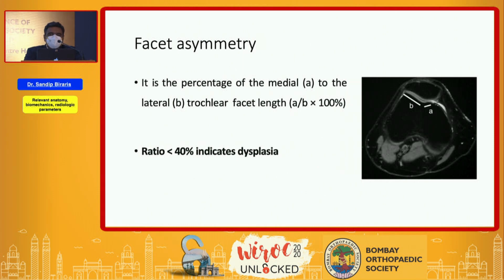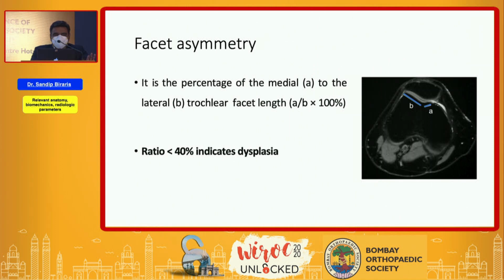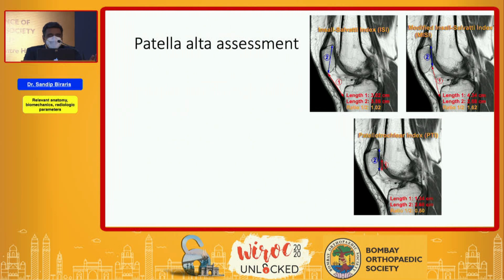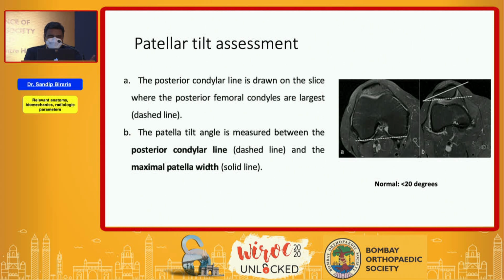Facet symmetry is also important, where you take the length of the medial facet and divide it by the length of the lateral facet, and the ratio is calculated. If the ratio is less than 40%, it indicates dysplasia of the facet. Patella alta also can be assessed with the help of MRI. Then another important parameter is patellar tilt assessment, where the posterior condylar reference axis is drawn, then a line is drawn from the maximum width of the patella. The angle formed is the patellar tilt angle. Normally it should be less than 20 degrees.